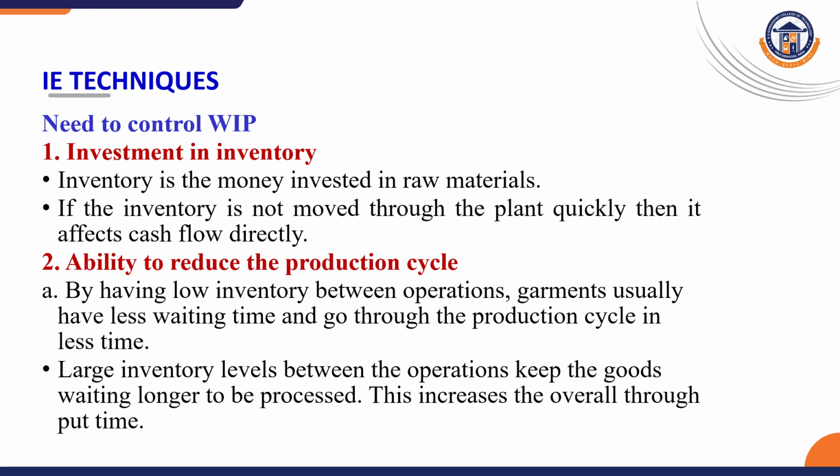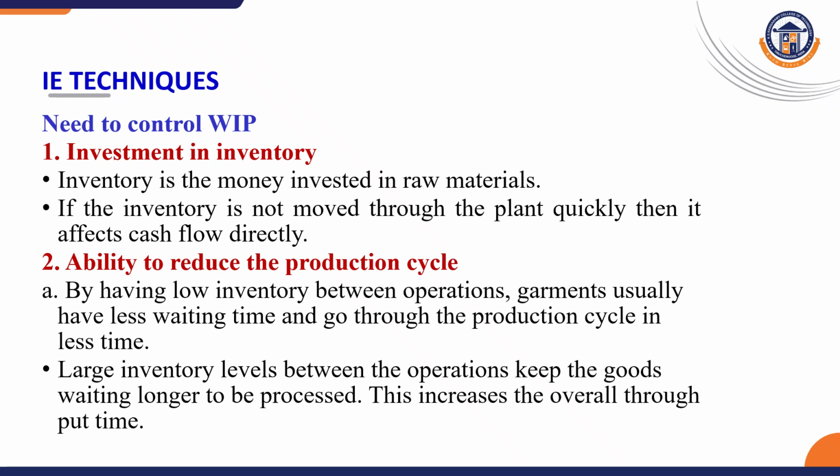But we need a certain percentage of stock for every operation, for every product in the world. Then what to do? How much stock to maintain? If inventory is not moved through the plant properly, it affects cash flow directly. That is your money gets blocked. Ability to reduce the production cycle: by having low inventory between operations, garments usually have less waiting time and go through the production cycle in less time. So waiting time is less, and in the total production time you can get more garments.